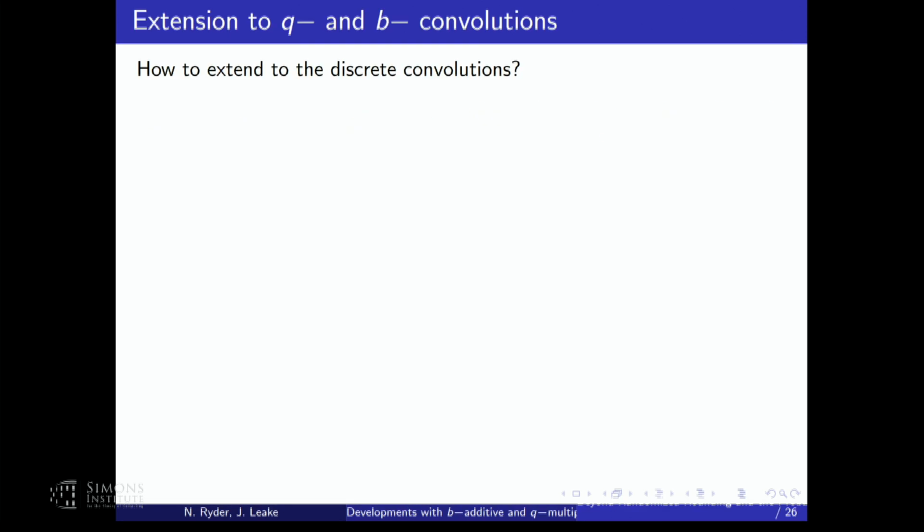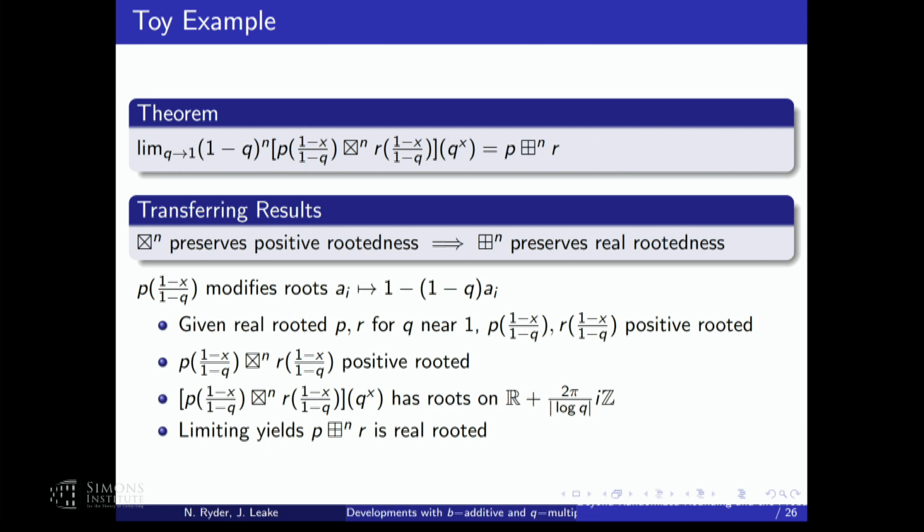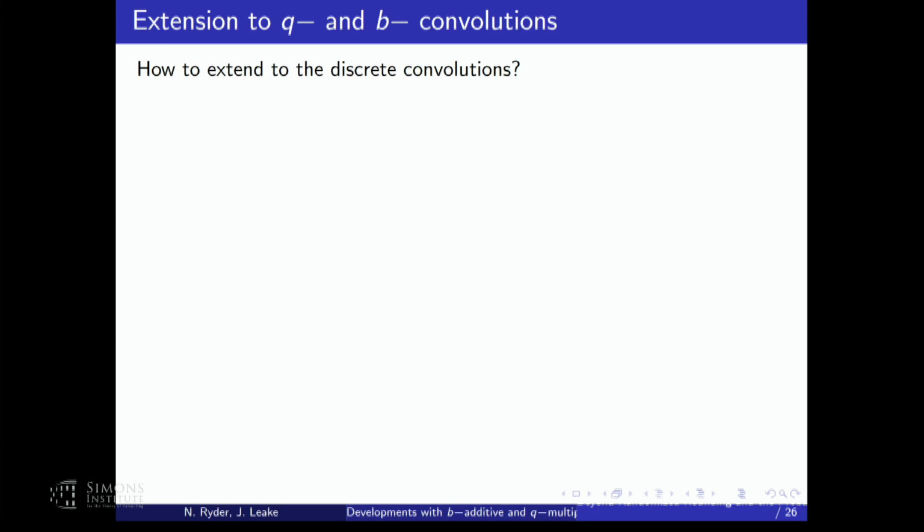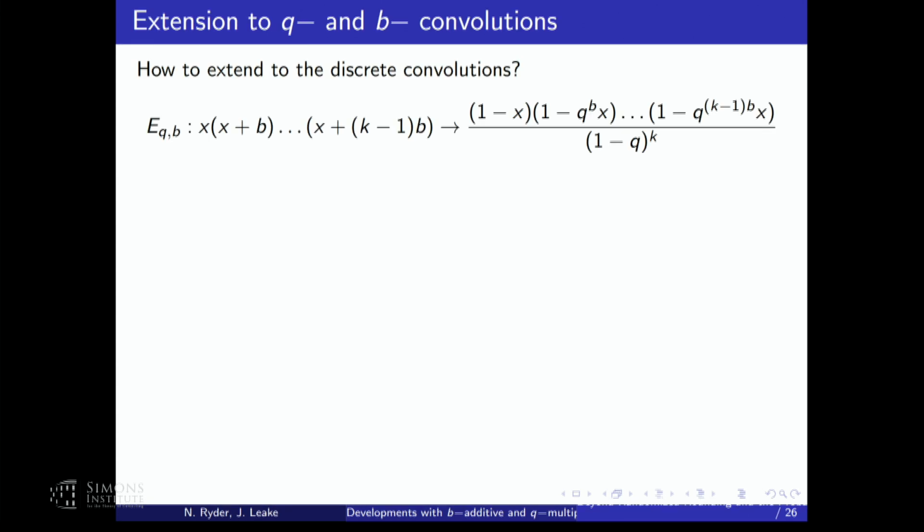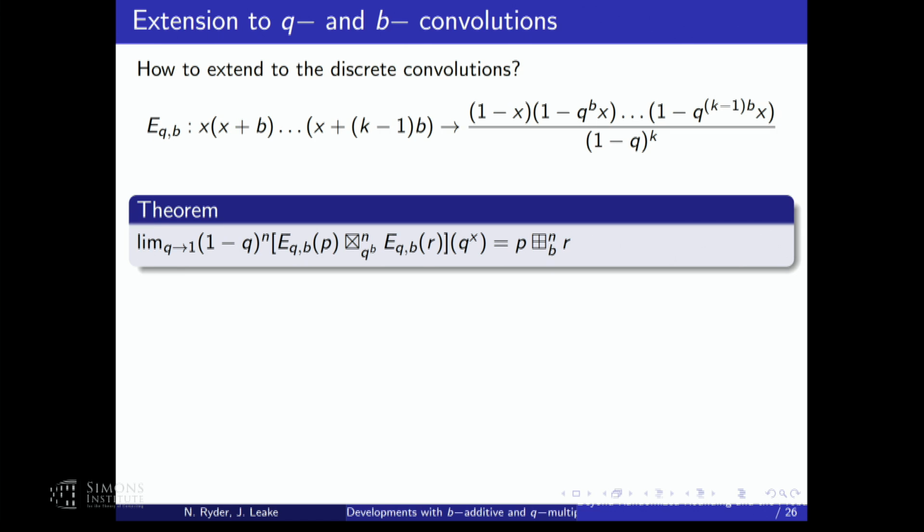But an example of a somewhat difficult result would be the one that we want to show. So we have that the Q multiplicative convolution preserves Q log mesh. We want to show that that implies the B additive convolution preserves B mesh. And this is where things get really tricky.